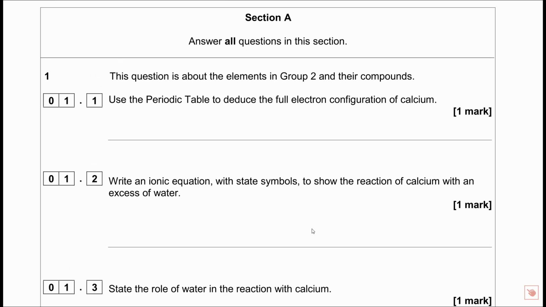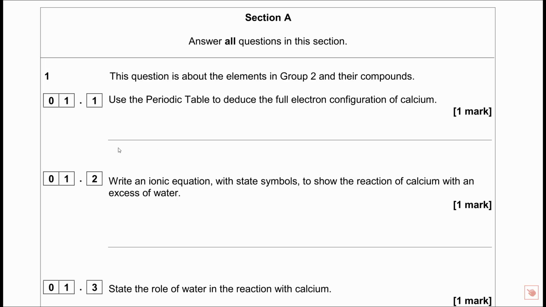So, periodic table: deduce the full electron configuration of calcium. This is a standard atomic structure question. I'll try and talk about which topic things are from and give a bit of an idea behind it, but if you're looking at these papers, you should have a pretty good understanding of what's going on.